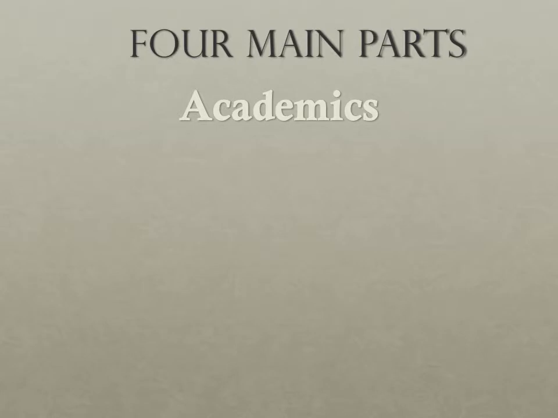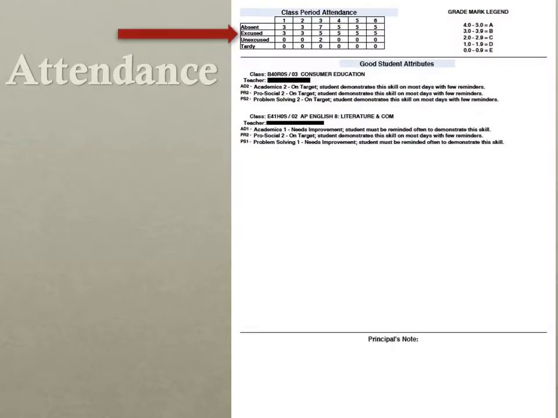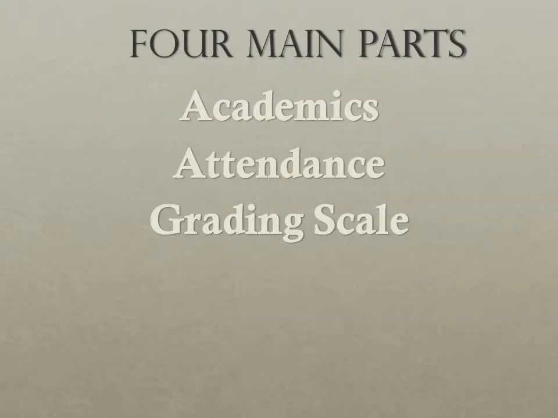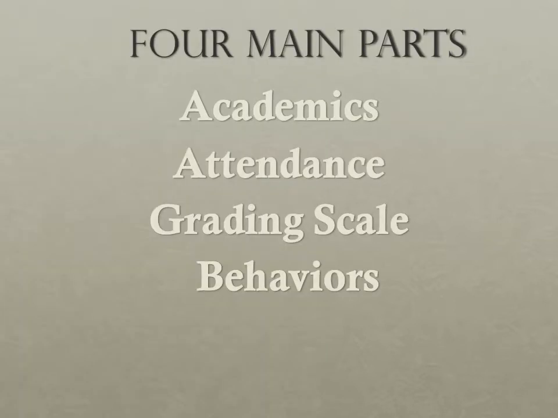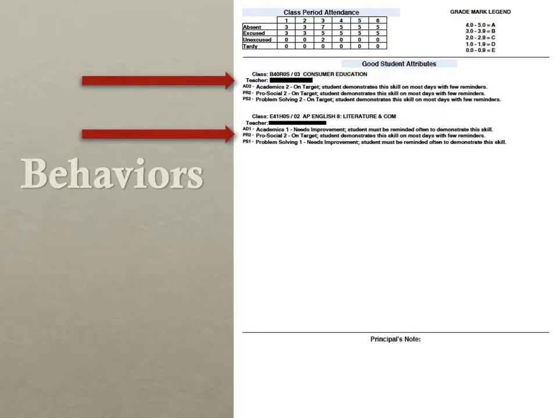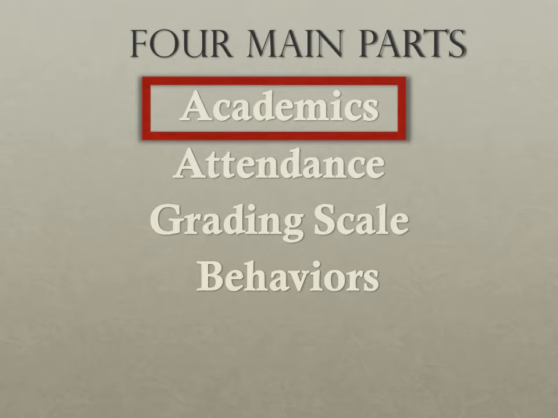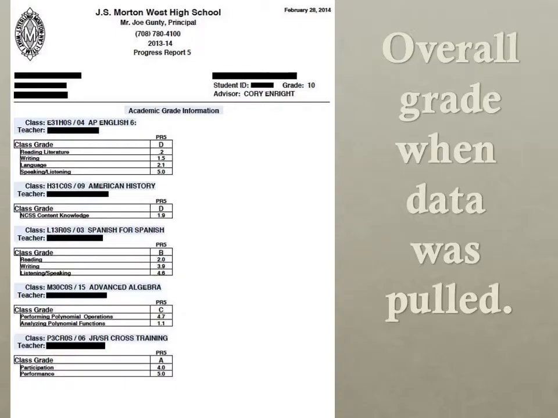The 4 parts of a progress report include academics, attendance, the grading scale, behaviors. I'd like to start with academics. Each class on the progress report is listed separately, with the skills included beneath the letter grade.